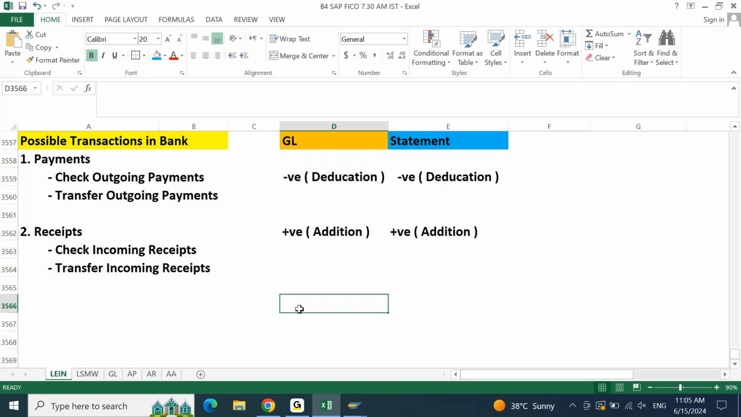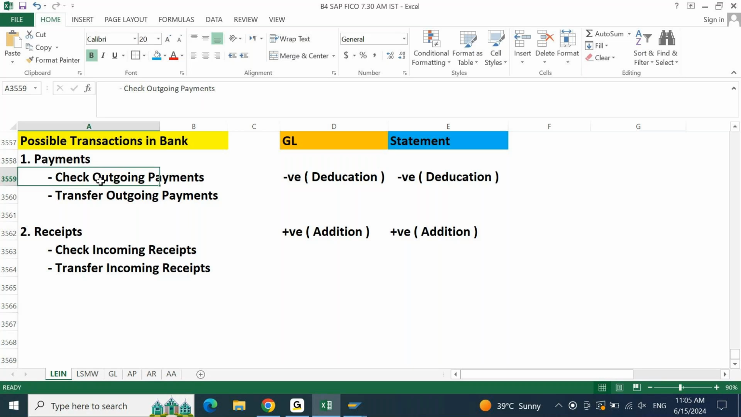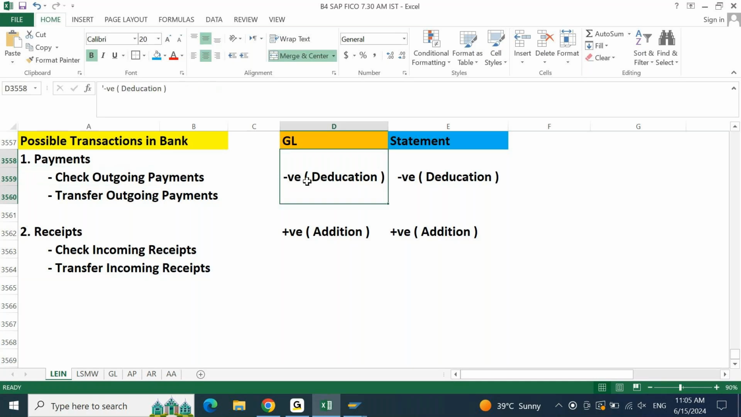So what you need to do is first understand on what basis bank accounts are created. Second point, how bank transactions are identified. When you're talking about payment, what kind of payments are possible? You can only talk about outgoing payment. When you're talking about receipt, you are only talking about incoming receipt or incoming payment. Here, any payment that you're representing will be a negative number. When I say it will be a negative number, you are deducting or decreasing the amount.